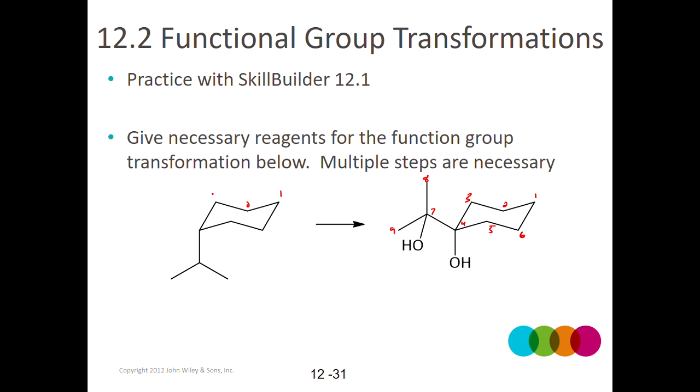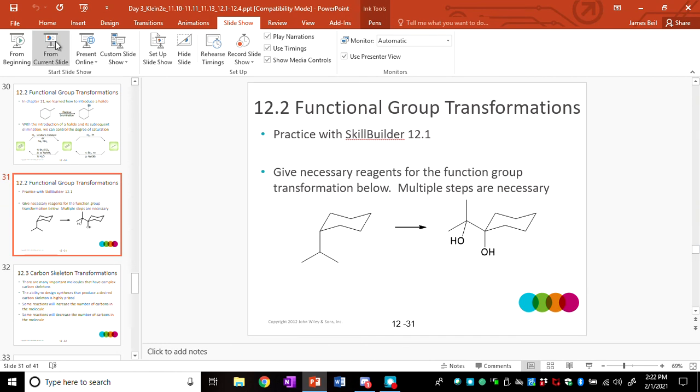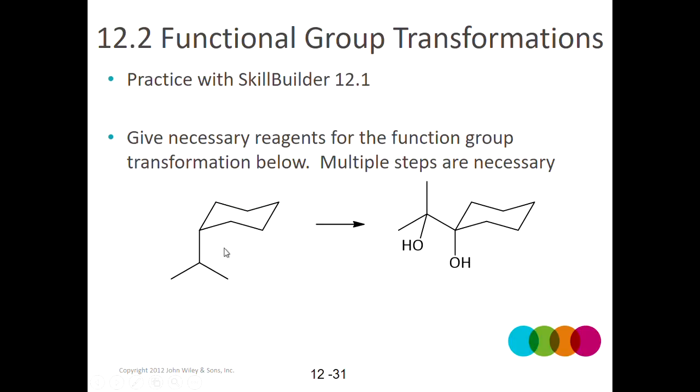So I've got 9 carbons on the first structure and 9 on the second structure. So I'm not changing the number of carbons. So the next thing I want to do is to draw in the hydrogens, as we said, in the area where the reaction is occurring.